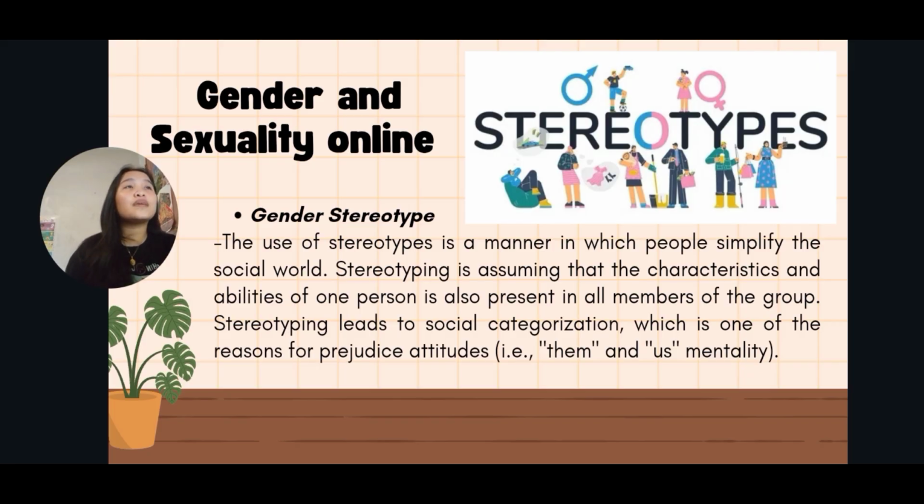How stereotyping leads to social categorization, which is one of the reasons for prejudiced attitudes. Social categorization means dividing people into groups, like a them and us mentality. When we say us, it is me, my group. Them is the other group, and us is my group.